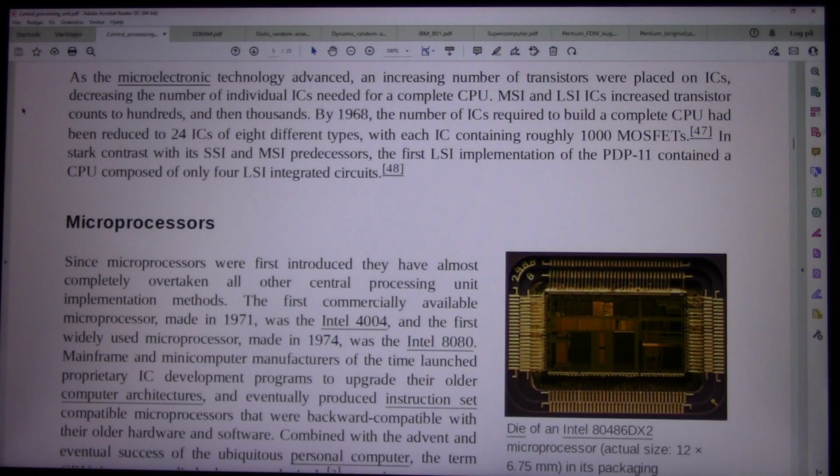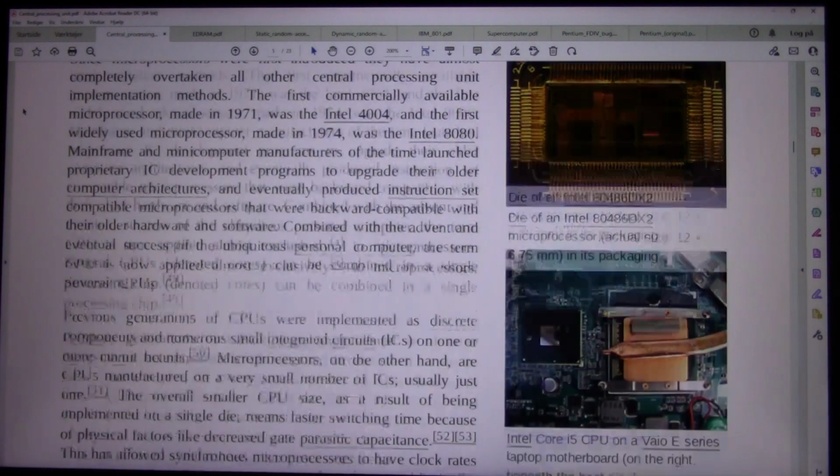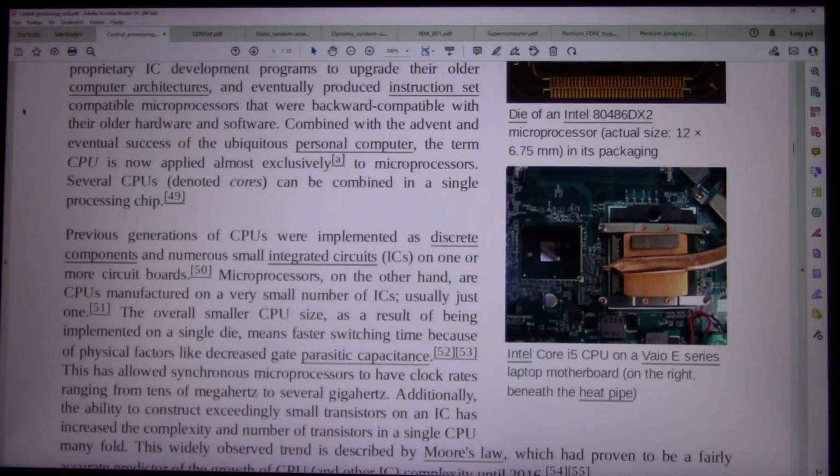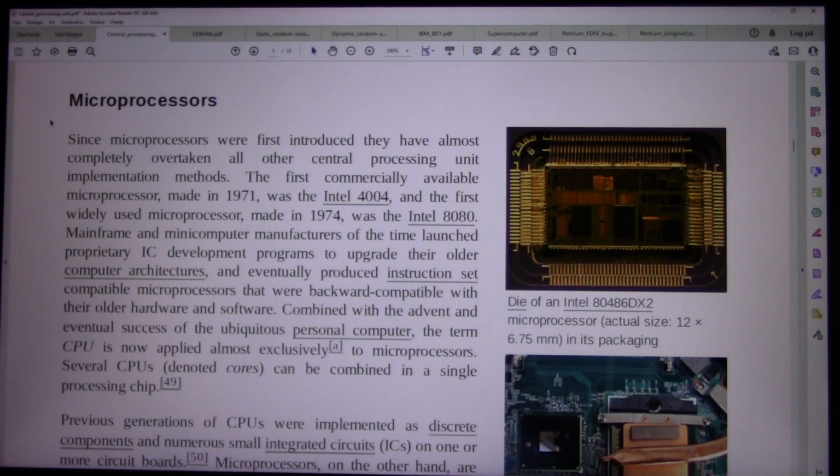Microprocessors. Die of an Intel 80486DX2 microprocessor, actual size 12x6.75 mm, in its packaging. Intel Core i5 CPU on a VAIO E-Series laptop motherboard, on the right beneath the heat pipe. Since microprocessors were first introduced, they have almost completely overtaken all other central processing unit implementation methods.